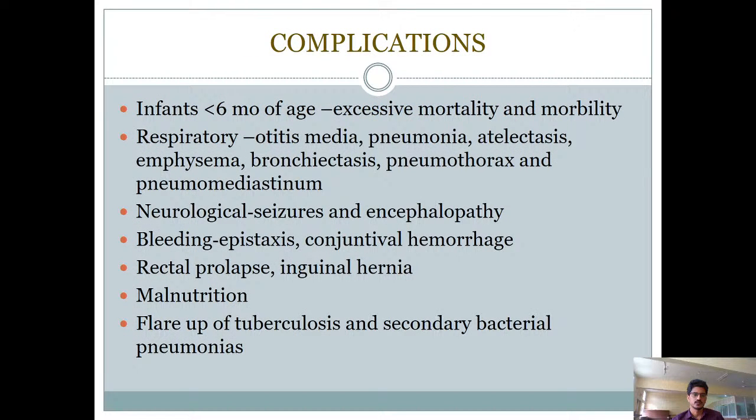So complications: infants less than 6 months of age have excessive mortality and morbidity. Respiratory complications include otitis media, pneumonia, atelectasis, emphysema, bronchiectasis, pneumothorax, and pneumomediastinum. Neurological complications include seizures and encephalopathy. Bleeding can occur, such as epistaxis or conjunctival hemorrhage. Because of the cough, there can be rectal prolapse, inguinal hernia, malnutrition, flare up of tuberculosis, and secondary bacterial pneumonias because of the decrease in immunity.